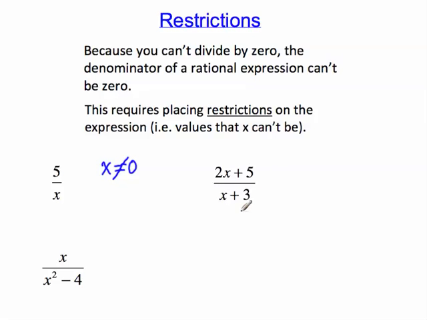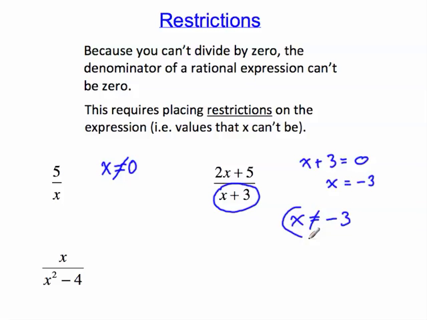Let's take a look at the second example. In this case, it's a little bit more complicated. This whole denominator can't be equal to 0. So let's look at what would make it 0. Well, for x plus 3 to be equal to 0, if we solve for x here, we get x is equal to -3. So we want to disallow that, so we say x cannot be equal to -3. That's our restriction here. So we're placing a restriction on what x can be to prevent the denominator from becoming 0.